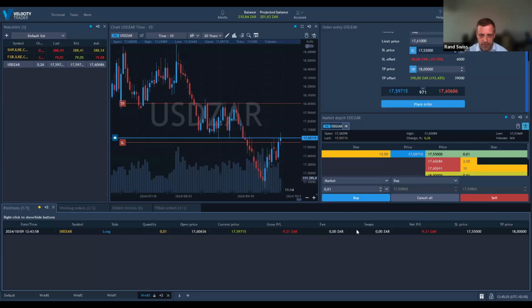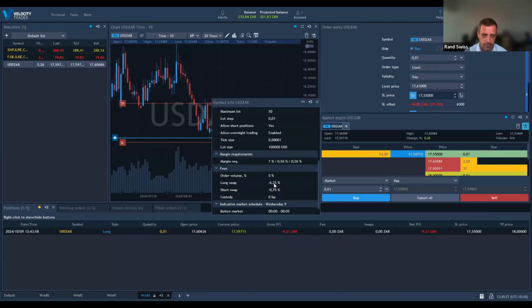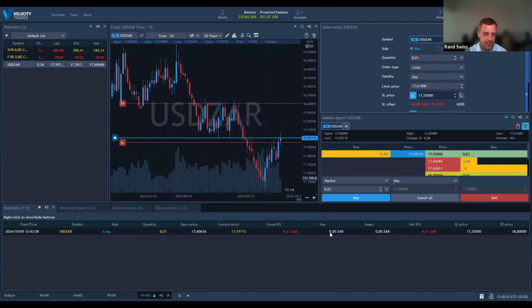Okay. But finally, fee. So fee 0, swaps 0 now. But tomorrow, if I come back, like I said, I'm going to pay that fee. It's a very small amount, I only traded $1,000. So that's 17,000, so it's going to be like 1 Rand or 2 Rand.